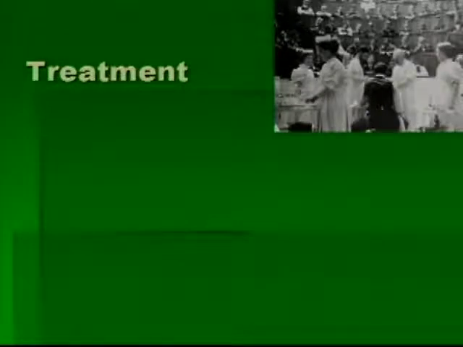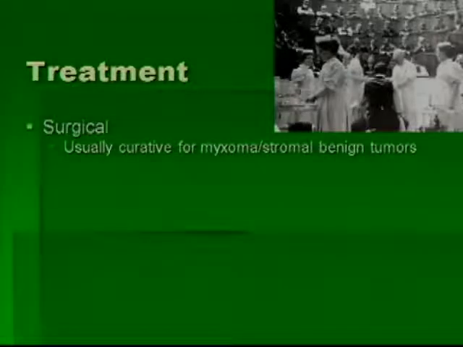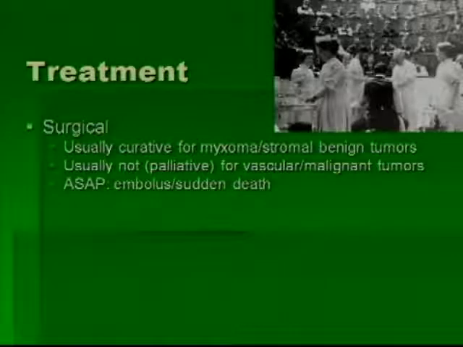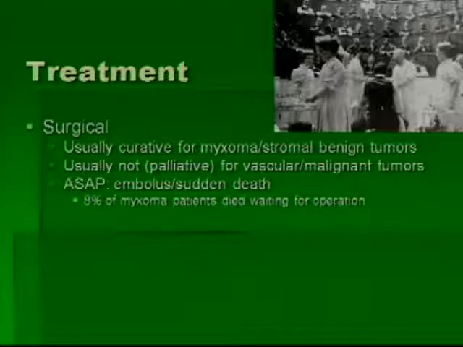Let's talk a little bit about treatment. A lot of things have been tried, but surgery is really the mainstay for most of these tumors, especially those that are malignant. It's usually curative for myxomal and stromal benign tumors, and it's usually not for vascular and malignant tumors, although it can be palliative. It is important, however, to remember that surgical treatment should be performed as soon as possible because the risk of embolus and sudden death is high even in benign tumors. In fact, 8% of myxoma patients in one series died while they were waiting for their operation.